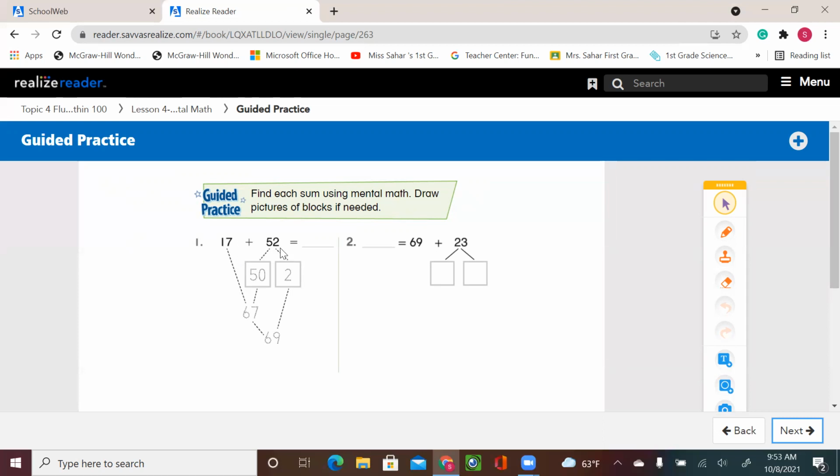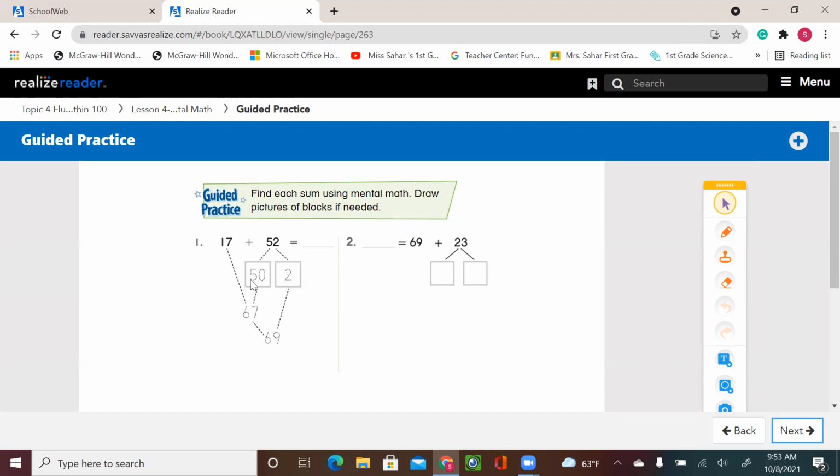So we have 17 plus 52. We're going to break apart the second addend, 52. So 50 and 2. So 5 tens and 2 ones, as you see in that drawing. And then you have the box where you put 5 tens, which is 50, and 2 ones. All right. Now we're going to add the 17 to the 50, because I know that's easy to add when I have tens, or when I have zero ones in my addend. That's easy for me to add.